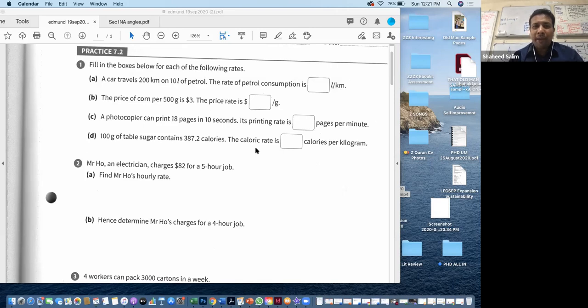has something to do with you and life. Caloric rate, let's imagine. Okay, you want to lose weight in the future. You will need to know something about this. How many calories can I lose per kilogram of sugar or whatnot? Down here, printing. If you are in business or working in the office, you may want to know the printing rate. You want to buy a printer. They say, okay, this printer prints one page in 30 seconds. It's very slow. 30 seconds, one page. So this is knowledge you must know.